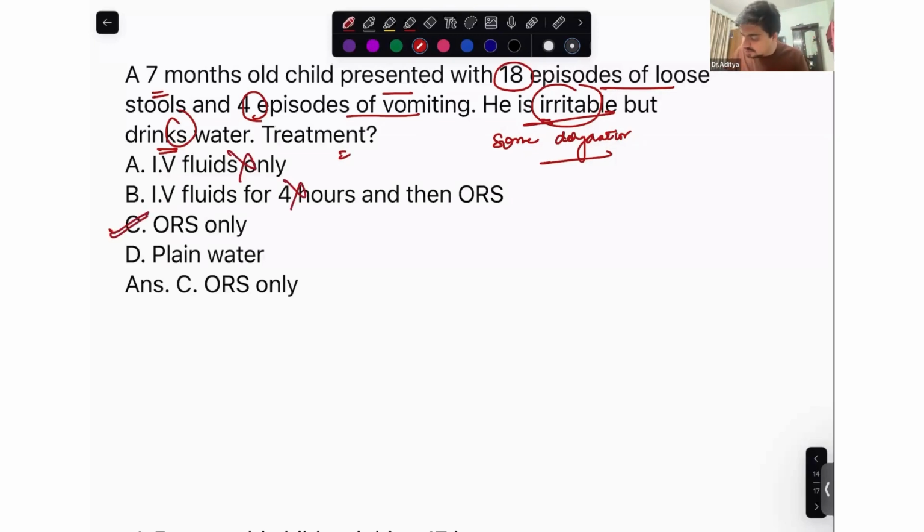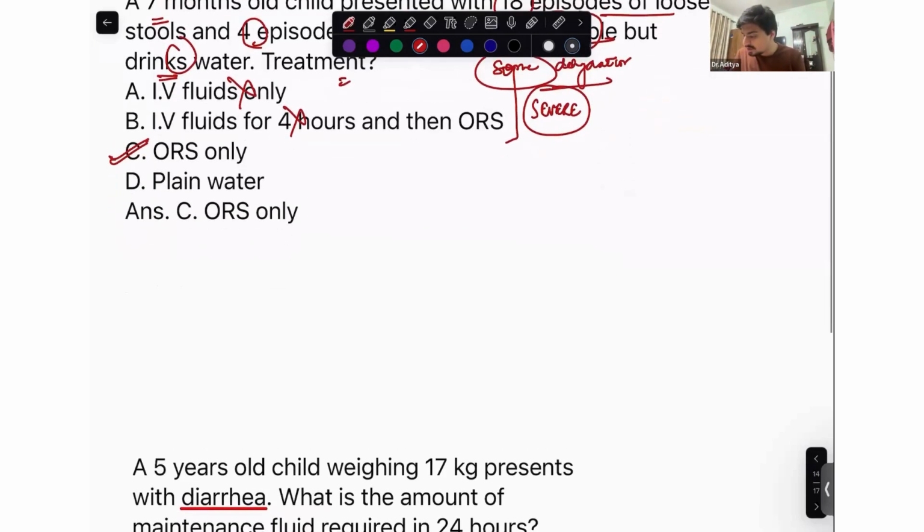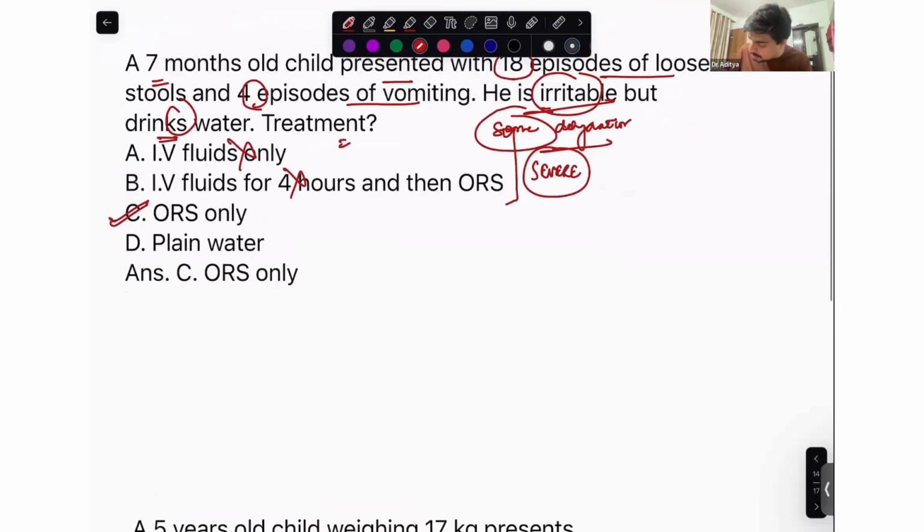You will not use IV fluids, because IV fluids are used only in severe dehydration. Here it is some dehydration, so use only ORS. The child is irritable, and irritable means the child is suffering from some dehydration. Some dehydration means ORS, right?